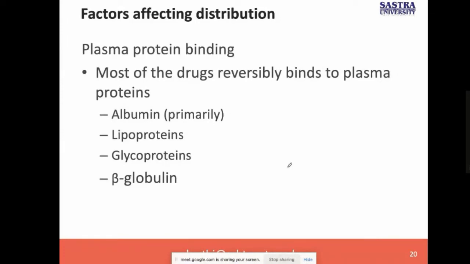The second factor is called plasma protein binding. Again I repeat, what is this plasma? Many times I said, plasma is nothing but a component of blood. Normally if you go to a laboratory, they take a blood sample for some kind of analysis. If you have some infection, the doctor may ask you to give a blood sample to check what is the microorganism which causes it.